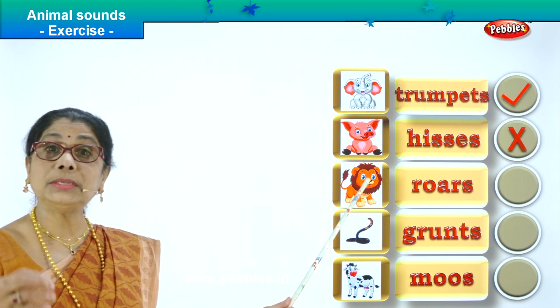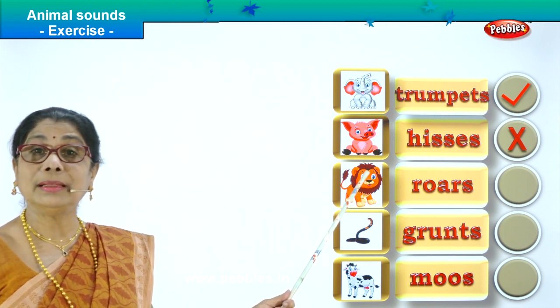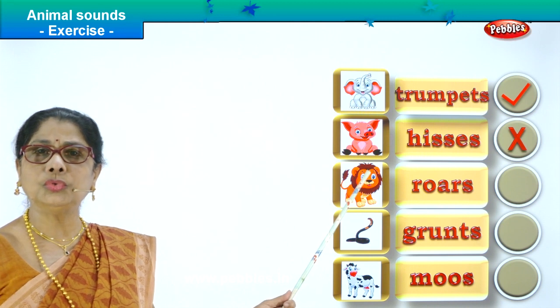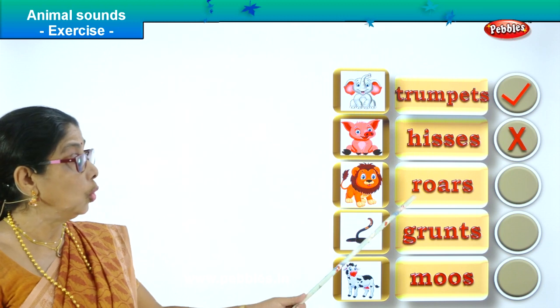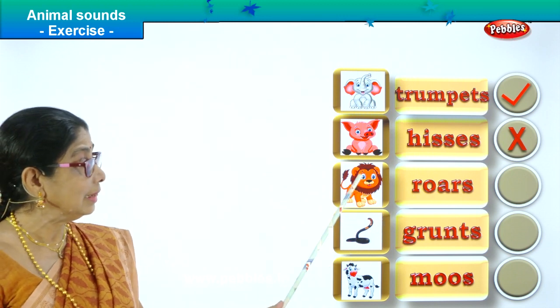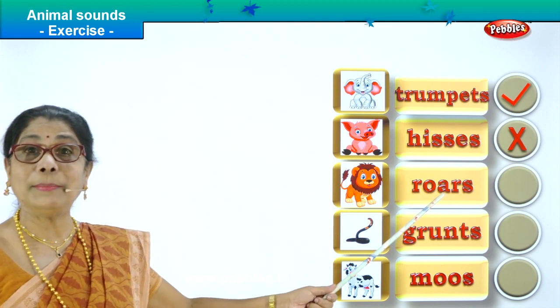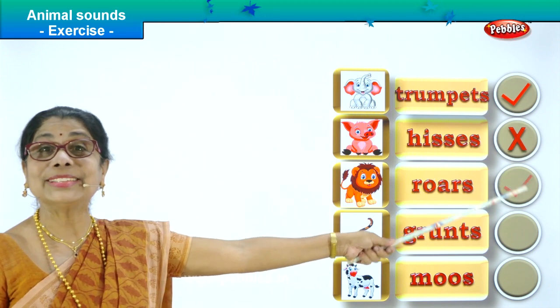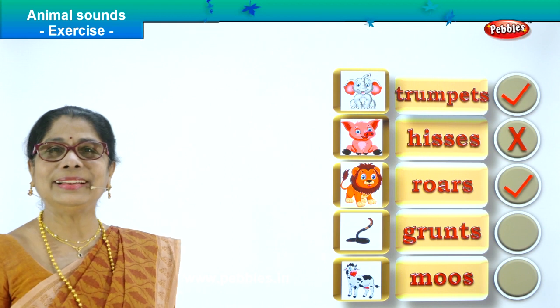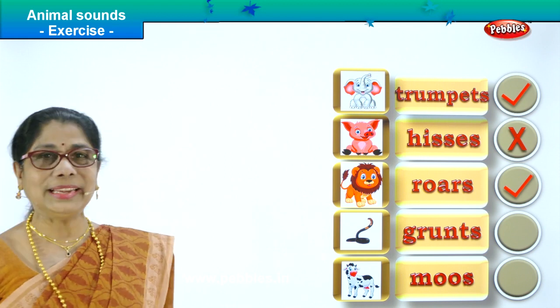Lion. What is the sound made by the lion? The lion roars in the jungle. Big noise. Lion roars in the jungle. Is it correct? The lion is here and the sound made by him is roaring. So is it correct or wrong? Correct. So we put a tick at the end. Good. So we did 3 now.